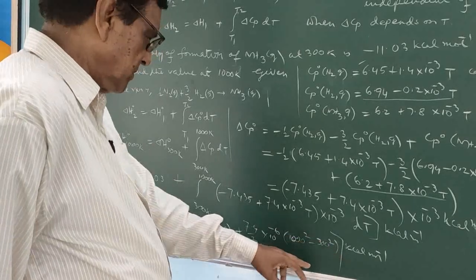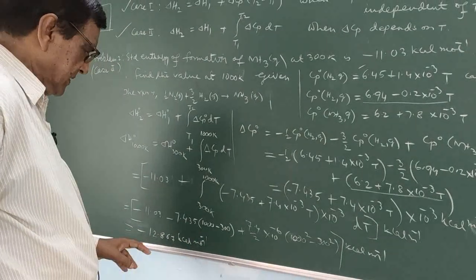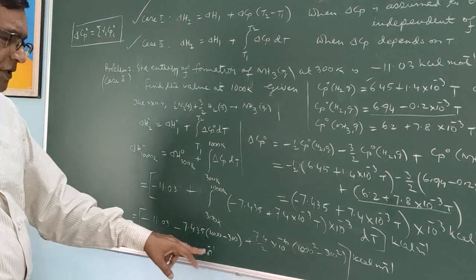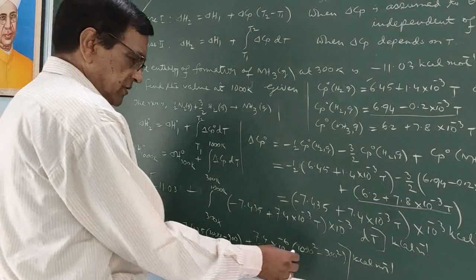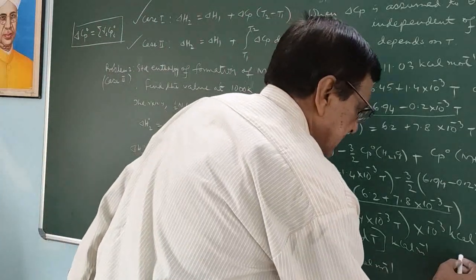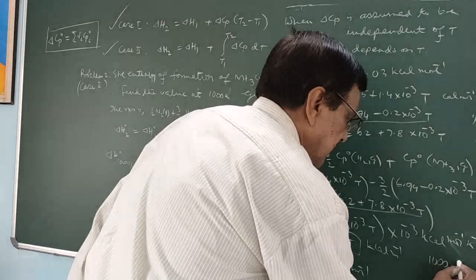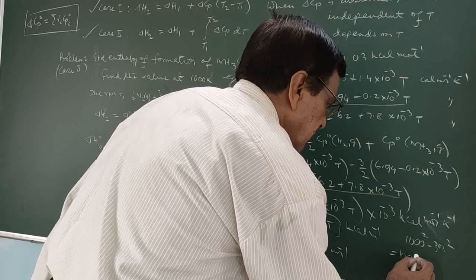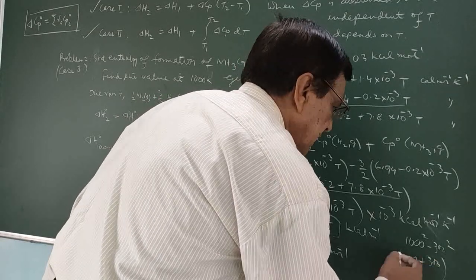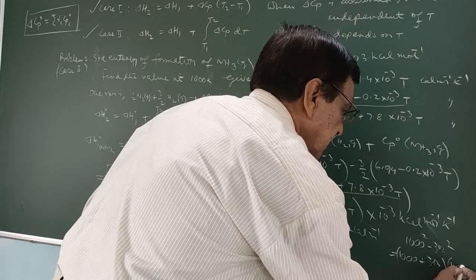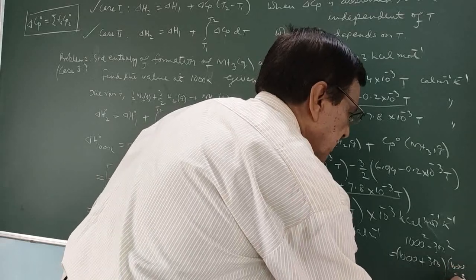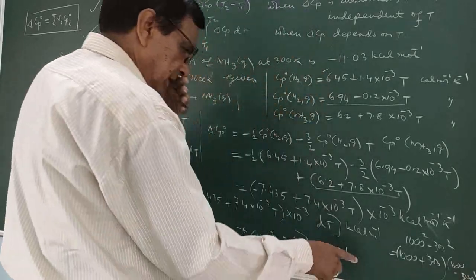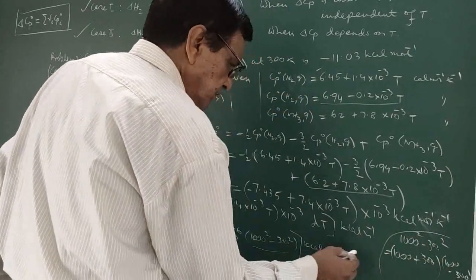Whenever all the values are inserted, the exact value comes to minus 12.867 kilocalorie per mole. This can be simplified as 1000 squared minus 300 squared. You can write 1000 plus 300 into 1000 minus 300, since A squared minus B squared equals A plus B into A minus B. In this way you can do these calculations.